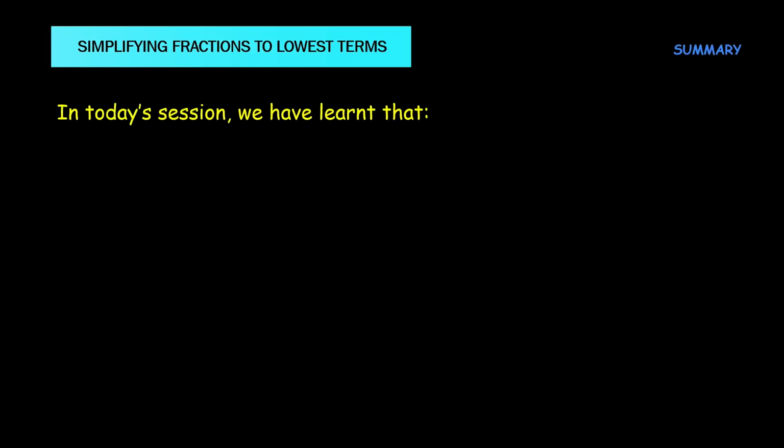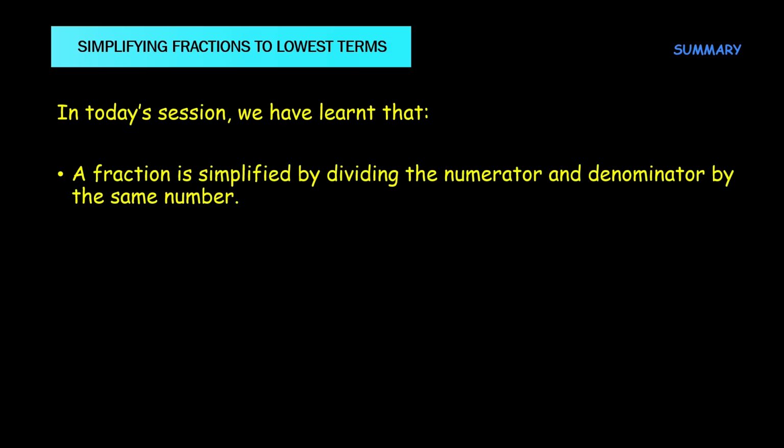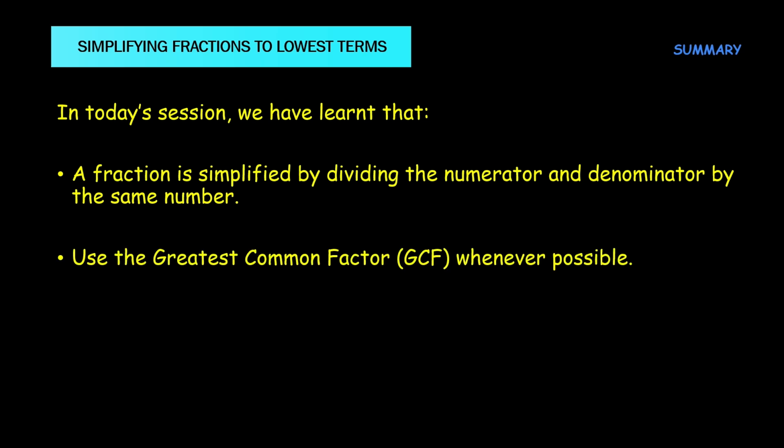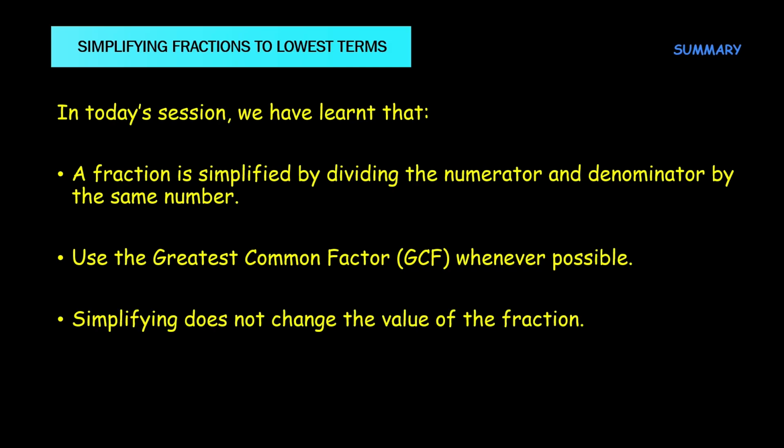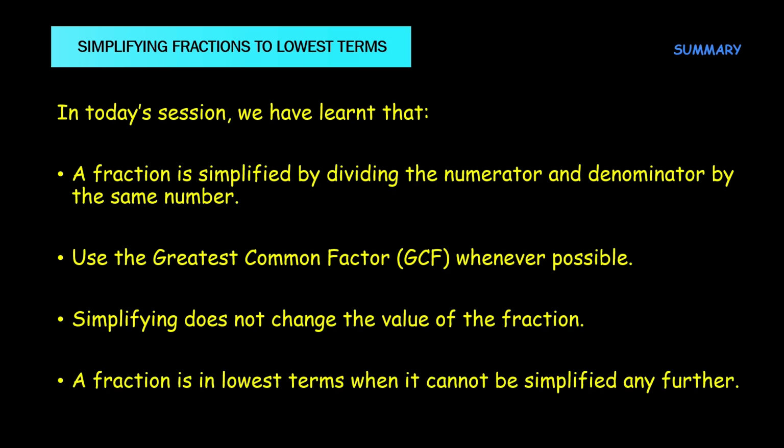Let's summarize what we've learned today. In today's session, we've learned that a fraction is simplified by dividing the numerator and denominator by the same number. We can use the greatest common factor, or GCF, whenever possible. Simplifying does not change the value of the fraction, and a fraction is in its lowest terms when it cannot be simplified any further.